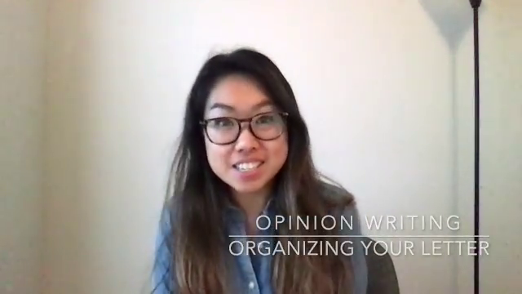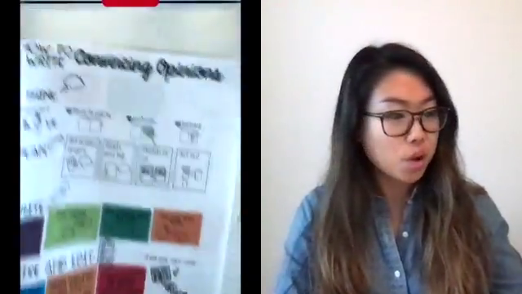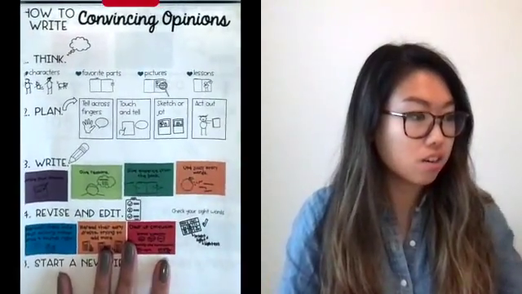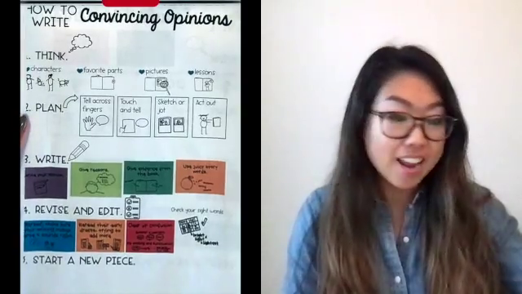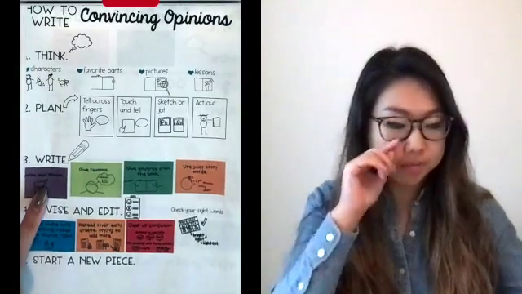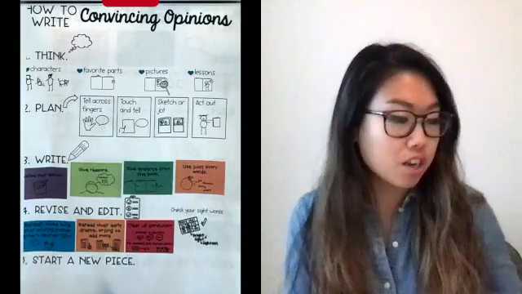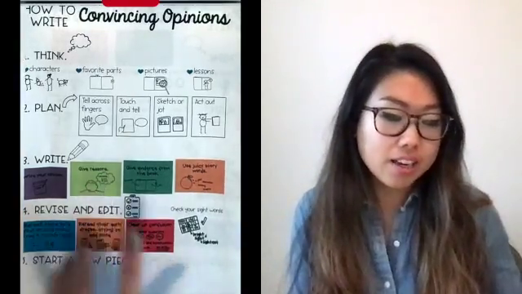Second graders, today we're going to think about how we can continue to make our writing better. So when we think about our writing process, we've thought about our opinion. What are we writing about? We've planned and we've started writing our opinion. So today what we're going to do is talk about giving reasons and giving evidence.